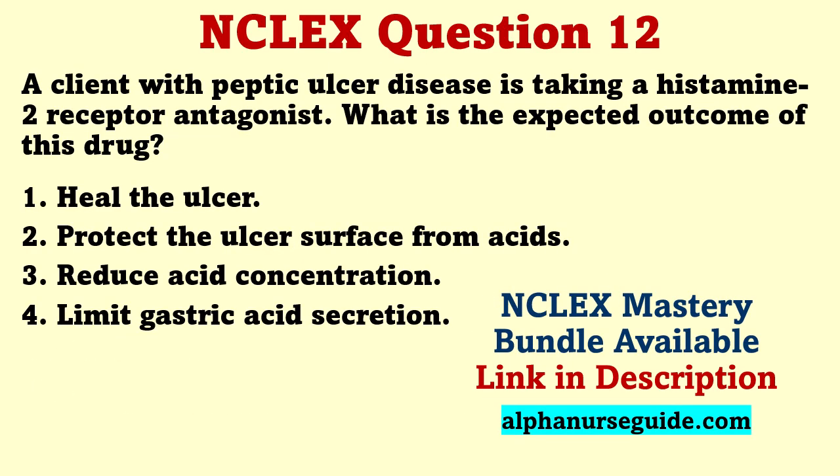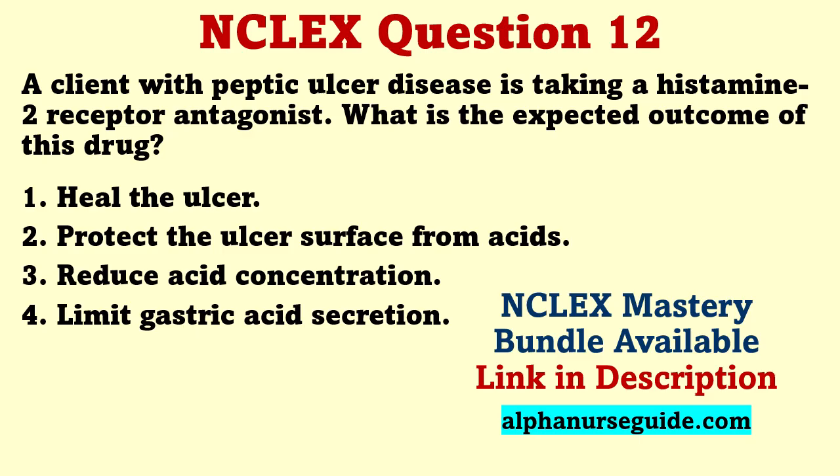A client with peptic ulcer disease is taking a histamine 2 receptor antagonist. What is the expected outcome of this drug? 1. Heal the ulcer. 2. Protect the ulcer surface from acids. 3. Reduce acid concentration. 4. Limit gastric acid secretion. The correct answer is 4.